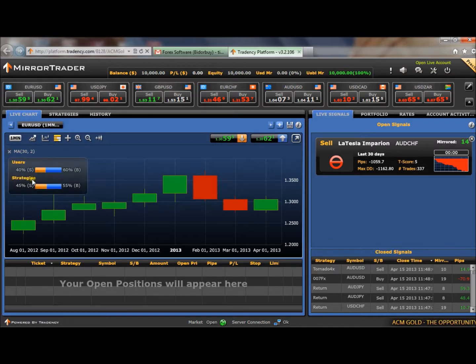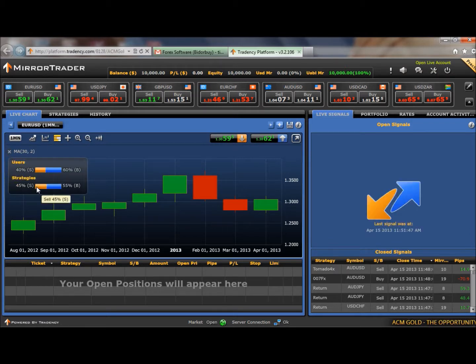Next to that, we have your sentiment, which is what people on this platform are doing. Under this, which is euro dollar, 40% of people are selling and 60% of people are buying. And the strategies, which are the more professional users, 45% are selling and 55% are buying. This is not really a tool you can use. It's just out of interest sake to see who's doing what.